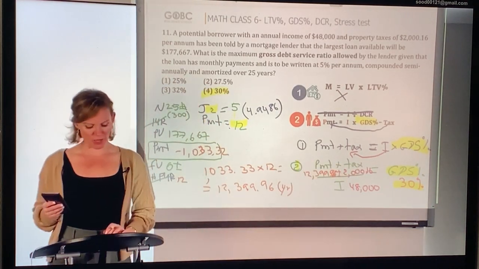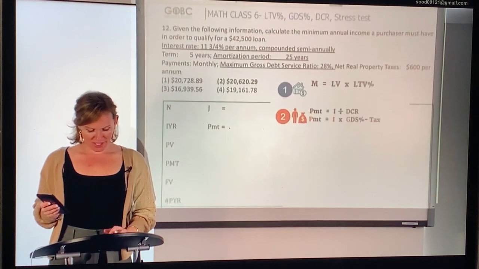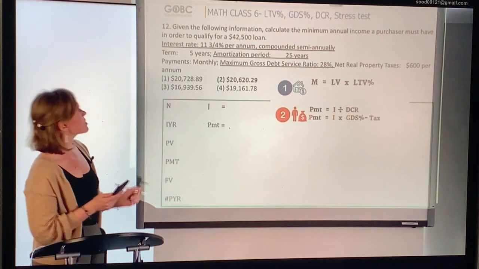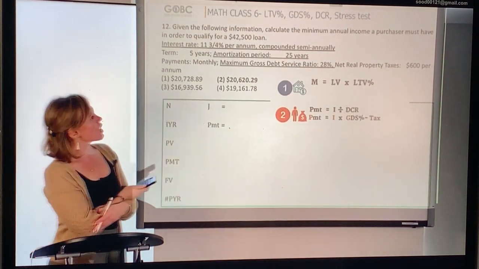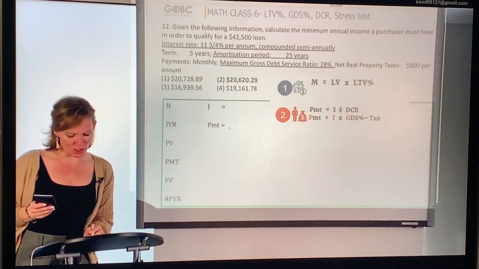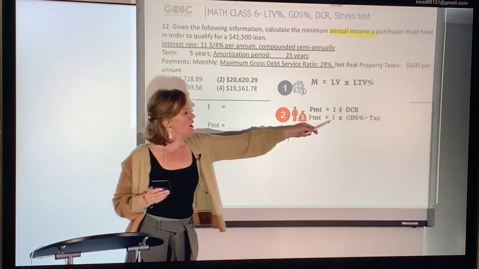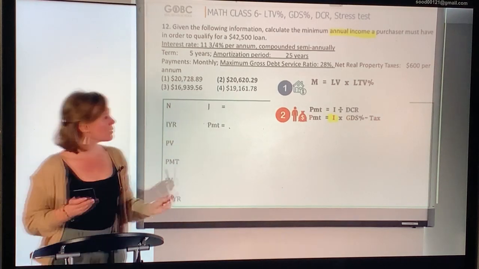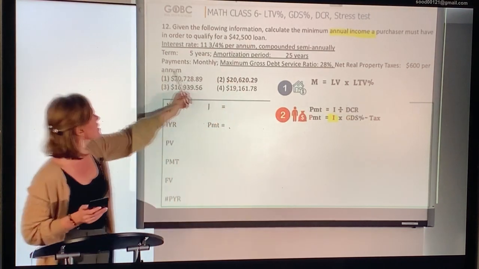Okay, let's do one more. I know you don't like those ones. Nobody likes them. Same idea, same question, I promise. There's not much difference in here. Question 12, following the information, calculate the maximum annual income. So now instead of the GDS, they're looking for the annual income. So if you look at our formula, what do they want? They want the income portion of it. And it's not commercial, it's going to be residential. You'll see it has a GDS in there somewhere.